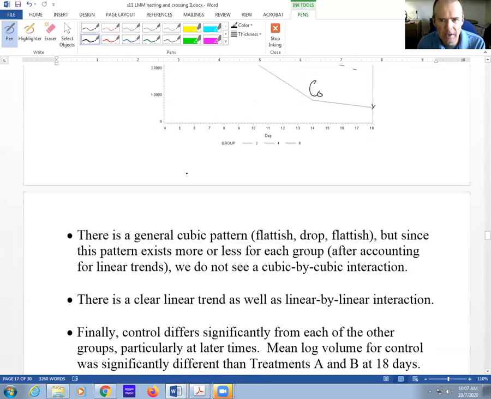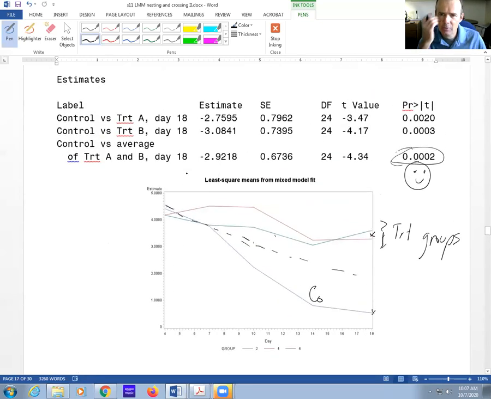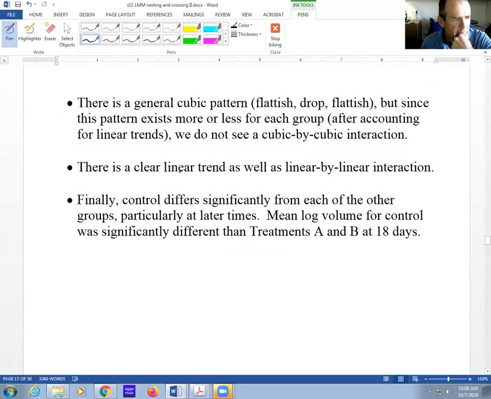Any questions that you guys have? We've done a lot here. We've talked about nesting and crossing and how you analyze data and how that matches either the design or maybe what you think intuitively makes sense for the covariance structure. We've talked about polynomial trends. We talked about polynomial interactions, a fair amount that we've gone through. Any questions you guys have through that?